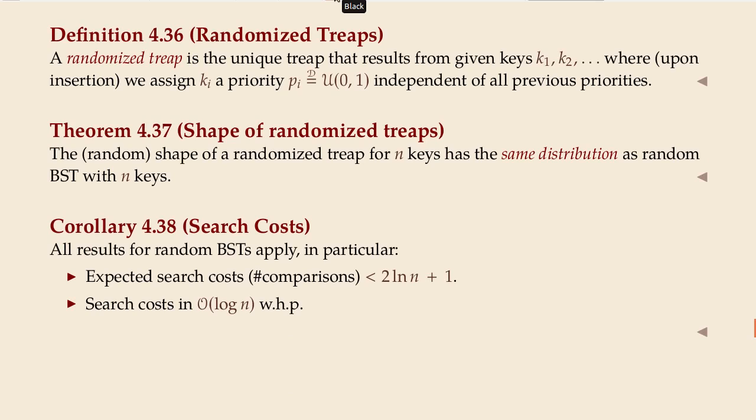So this was nothing about randomization up to now. It was just given pairs of keys and priorities, you can always guarantee the existence of one such tree. A randomized tree is now one where we're just given the keys, and whenever we insert one, key ki, we choose the priority uniformly at random between 0 and 1, independent of all previous priorities. That means almost surely they will all be distinct, and that will give us a unique treap. And what's more, the shape of this randomized treap has the same distribution as our good old random BSTs.